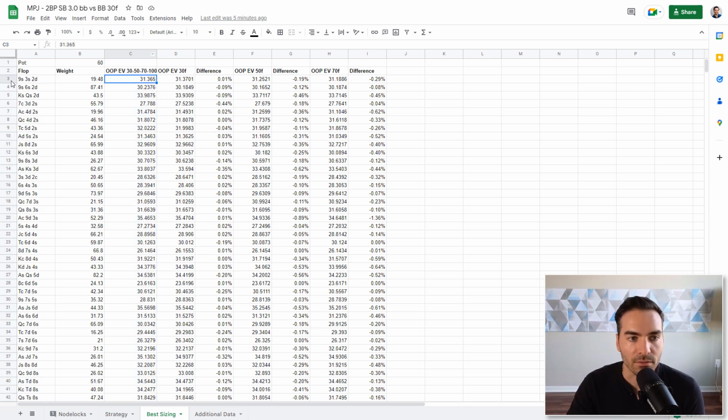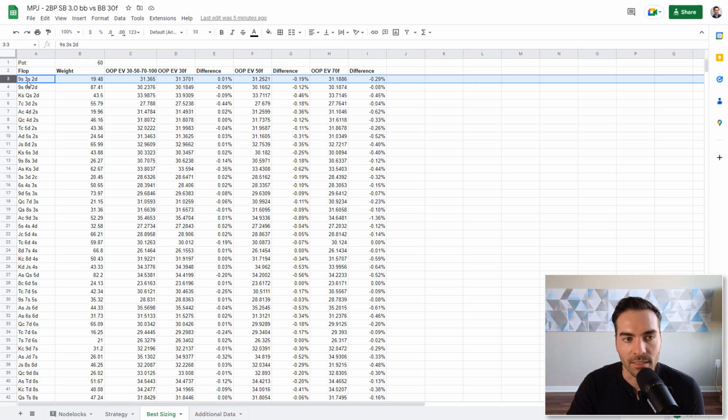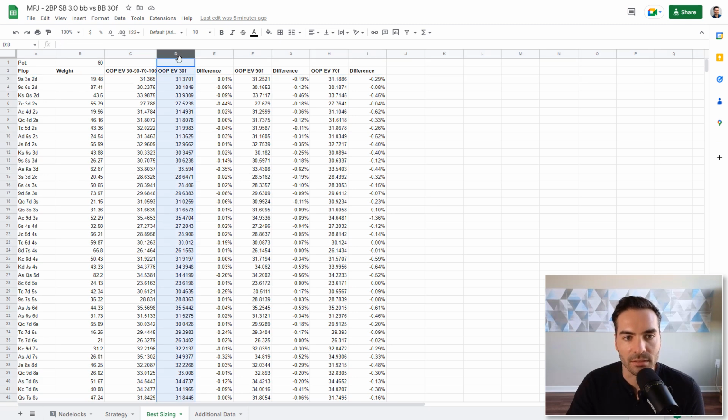But basically, if we look at one board, this is 9 of spades, 3 of spades, deuce. The EV for the small blind player is 31.365 chips. If we take away effectively 3 sizes from the small blind player, and in this column, those are the 3 larger sizes, so only 30% pot is left, the EV of the small blind will go down. In this case, it is actually not going down. It actually went up by 0.01%.